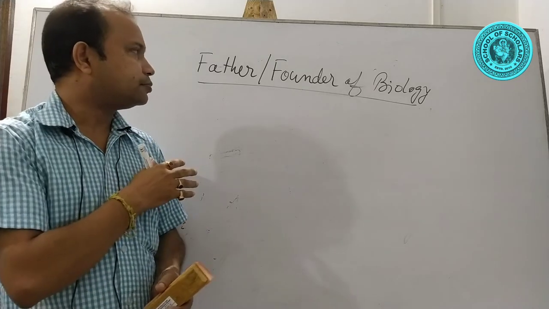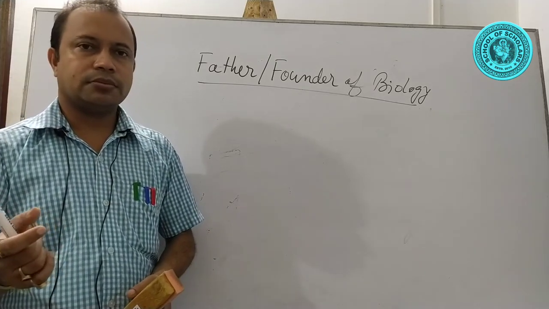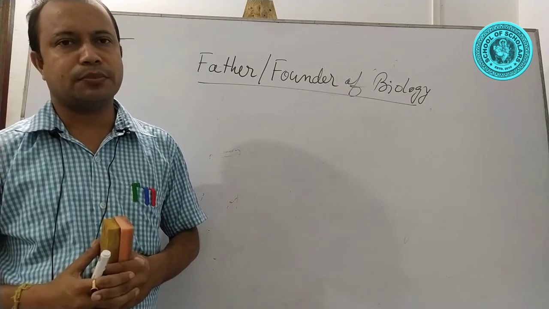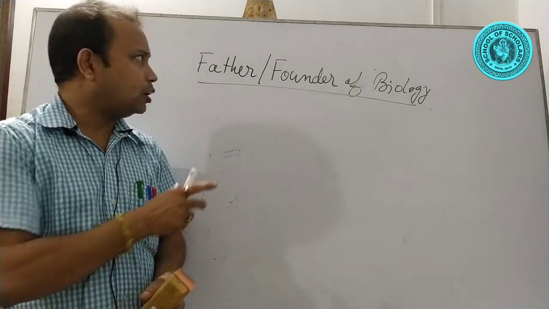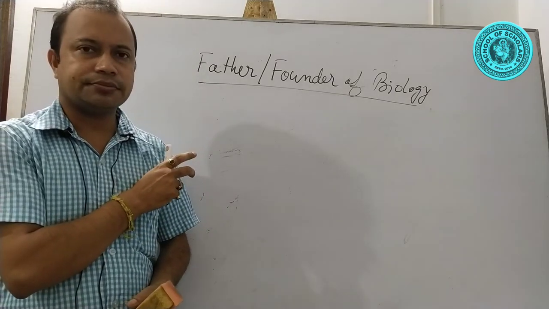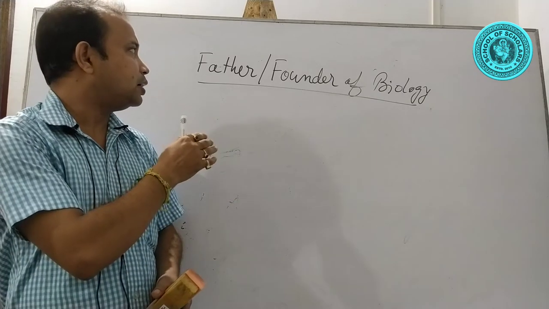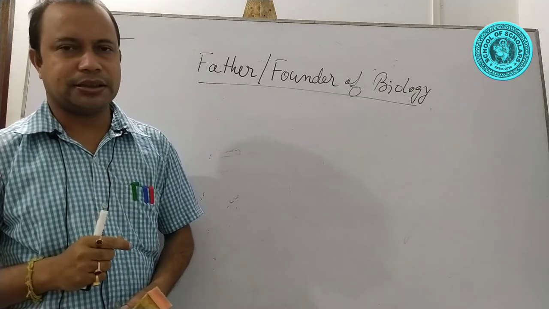All these, if you see, William Harvey is regarded as the father of the circulatory system, Thomas Edison the endocrine system. All these individuals developed these branches, therefore they are regarded as the father or founder of the branches.